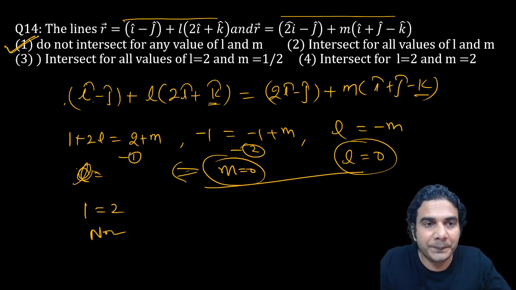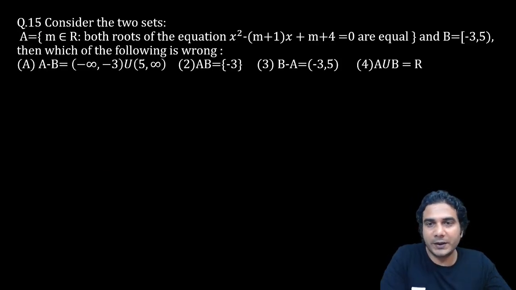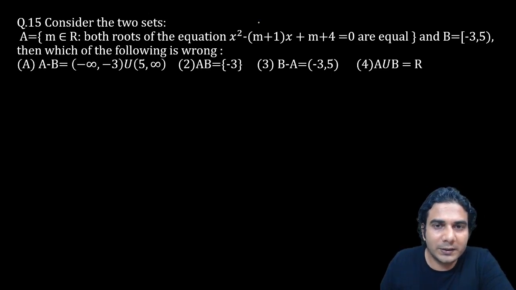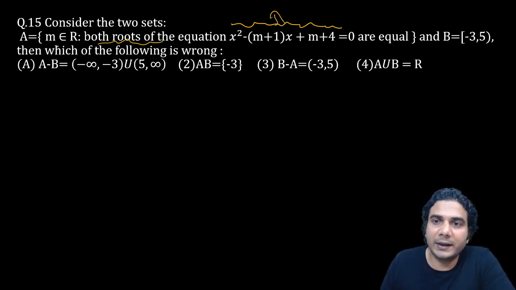This is my answer, all right, with this data. So with this data, the answer must be do not intersect for any value of L and M. Now let's move to another problem. This was pretty simple, a quadratic equation. The solution of this equation, when both roots are equal, we'll get the values of M, and the values of M are basically set A, and set B is given. Then we need to find the intersection, difference, or union of these two sets.